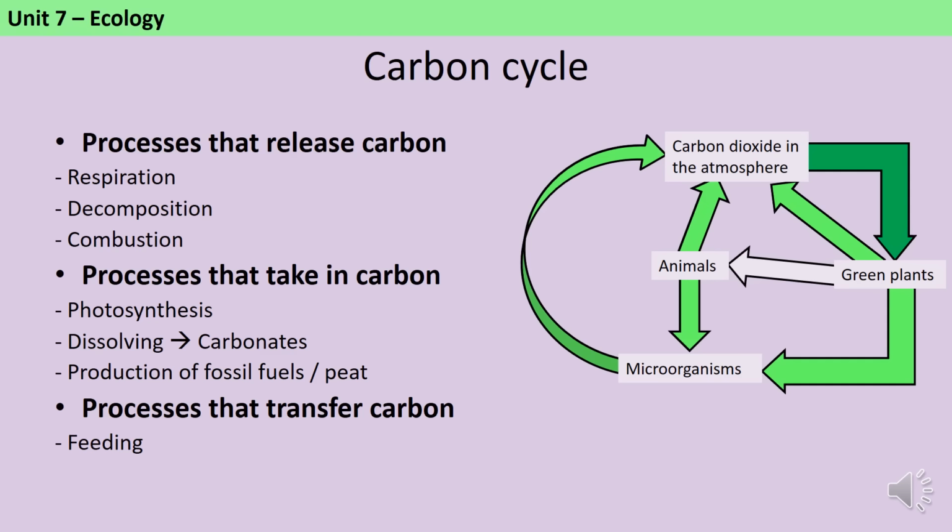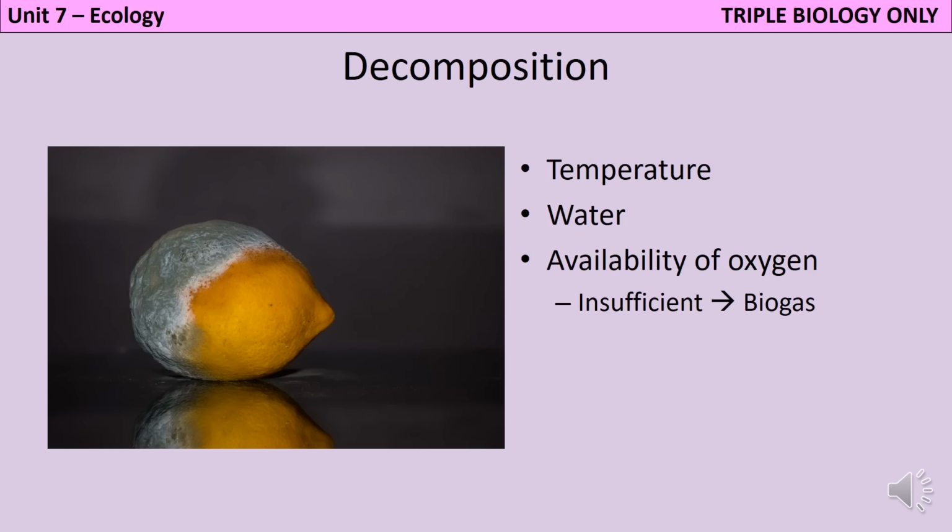Carbon dioxide is also removed when it dissolves in oceans and forms into carbonates, which are locked up in sedimentary rocks, and also by the production of fossil fuels and peat. Carbon can also be transferred between plants and animals when animals eat plants. Microorganisms play a vital role in agriculture by causing decomposition or decay. This releases carbon dioxide into the atmosphere and mineral ions like nitrates into the soil where they can be used by plants.